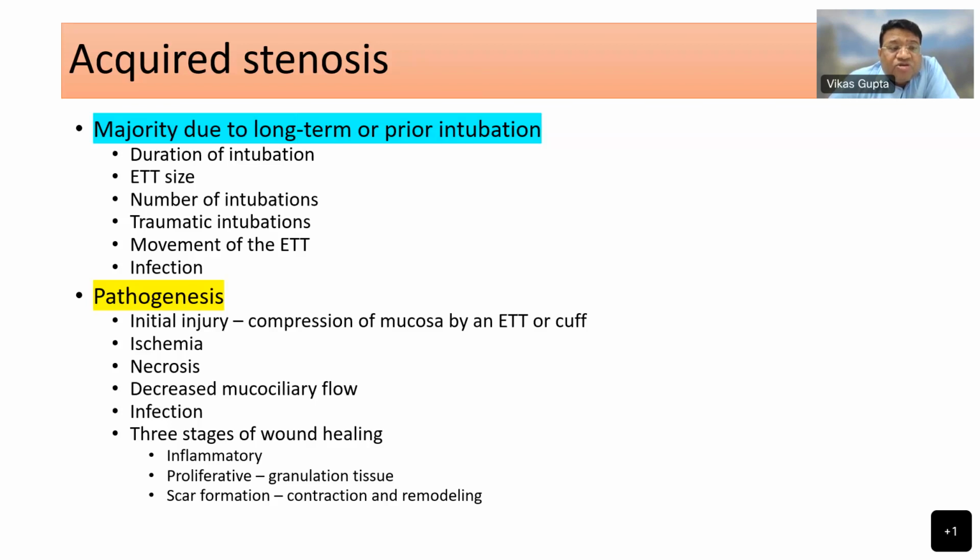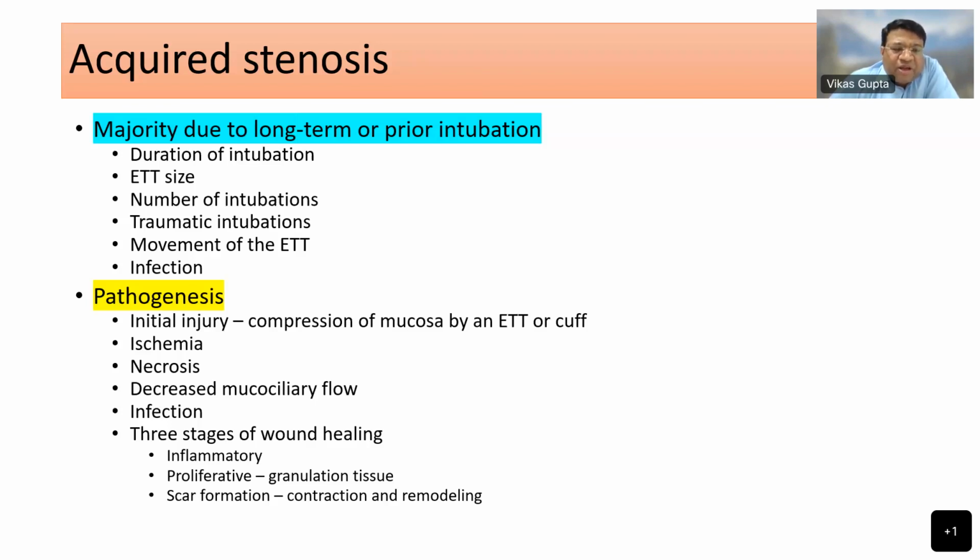Now, the ETT size is also important. If somebody has put a very big size endotracheal tube in the trachea, the person is more prone to develop stenosis. Number of intubations, like a patient who has been intubated n number of times or given n number of trials. Traumatic intubation, where trauma has happened during the intubation, movement of the ETT, the proper level of sedation not being maintained when the patient was on the endotracheal tube, and infections. All these factors are important in causing post-intubation stenosis.